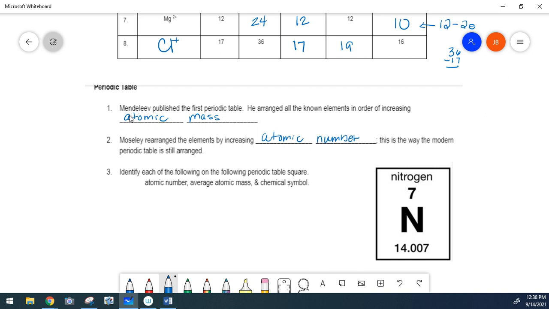All right, so let's identify each of the following periodic table square: atomic number, average atomic mass, and chemical symbol. Where's the atomic number? 7. So that is atomic number. All right, where is the average atomic mass? On the bottom. That is the average atomic mass.